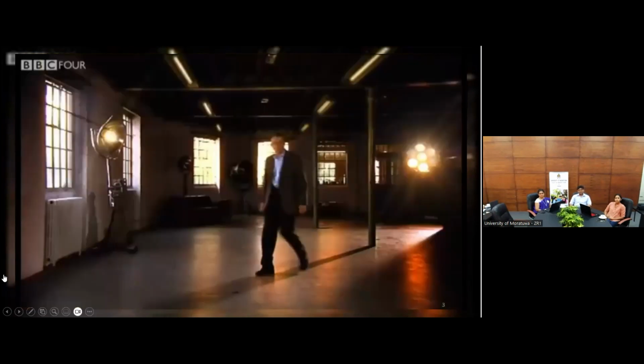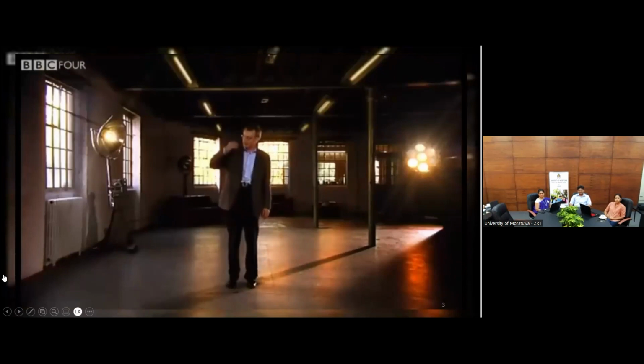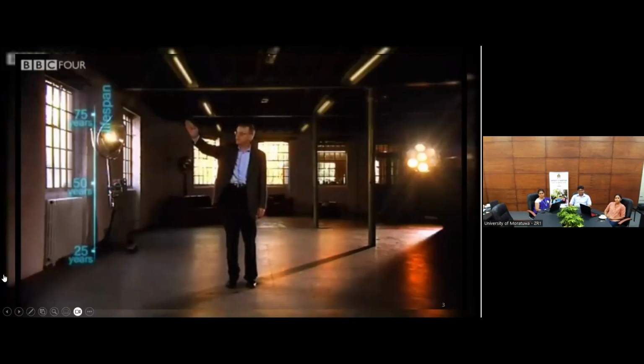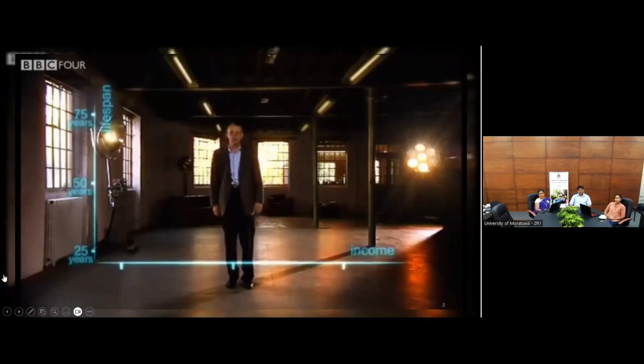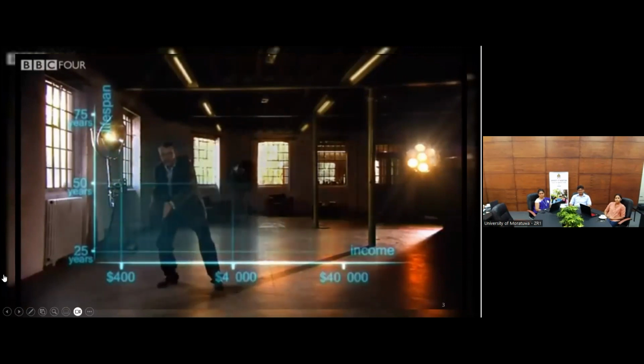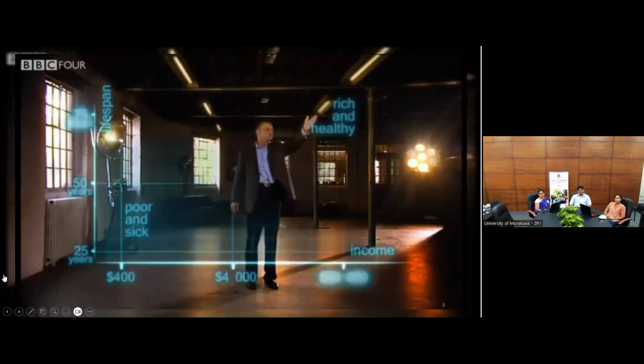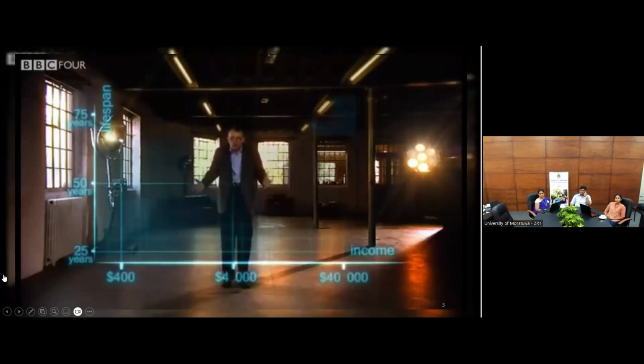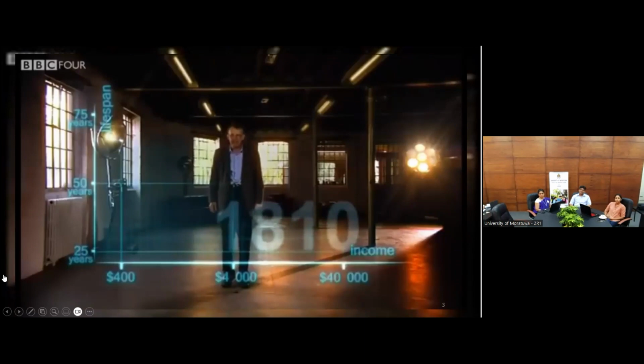So, here we go. First, an axis for health, life expectancy, from 25 years to 75 years. And down here, an axis for wealth, income per person, $400, $4,000, and $40,000. So down here is poor and sick, and up here is rich and healthy. Now, I'm going to show you the world 200 years ago, in 1810.